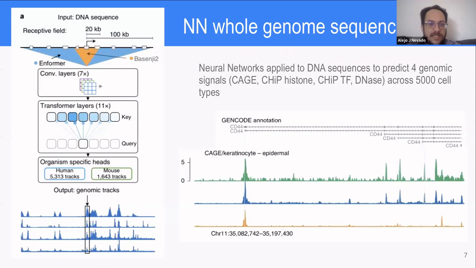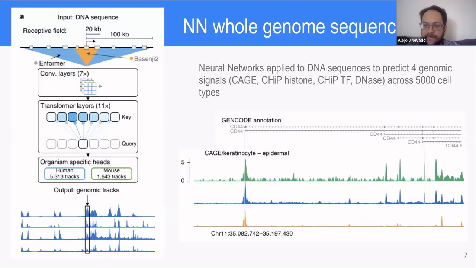Here, what I am showing is one of the most impressive neural networks that do this. This one was published, I guess, last year. What they did here is they trained a neural network with data from many different cell lines, many different tissues, 5,000 different cell types of the human and 1,000-something of the mouse. Many of these cells are the typical cell of whatever tissue. Other cells are immortalized cancer cells.